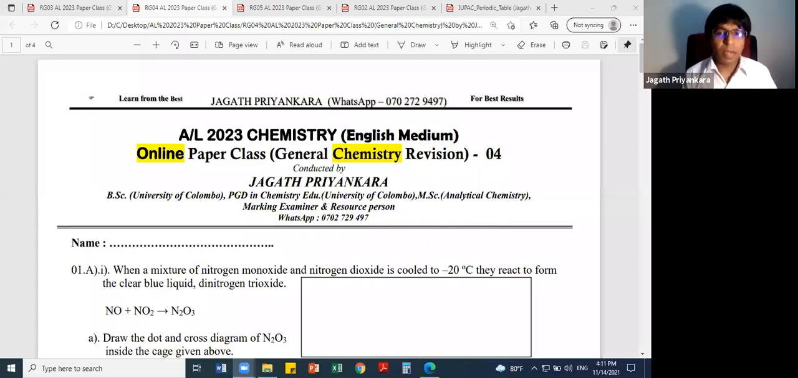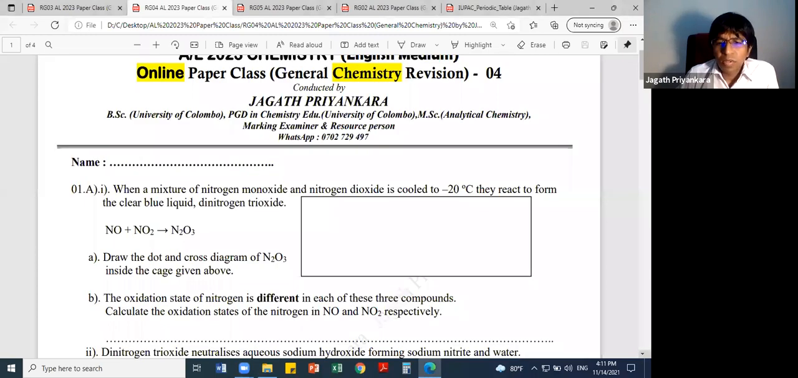Now I'll share the screen again. Let's see the answers for this. Right. First one, when a mixture of nitrogen monoxide and nitrogen dioxide is cooled to -20, they react to form dinitrogen trioxide. So you have to draw the dot and cross diagram of N2O3.